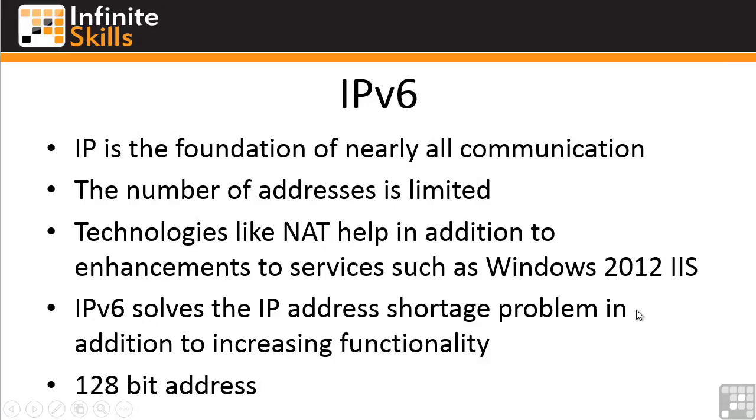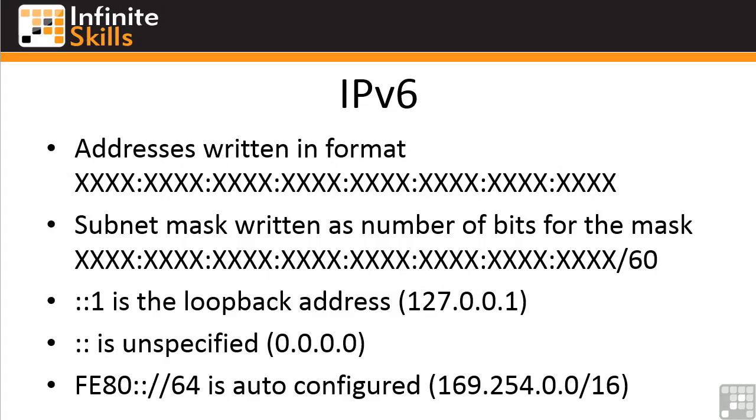Now when I'm thinking about a 128-bit address, I think, how do I write that? Addresses are now being written in this format. What this is showing you right here is it's 8 blocks of 16 bits, and each of those blocks is written as 4 hexadecimal characters. Now for the subnet mask, I'm not going to try and write FFFF. I just write the number of bits at the end that are actually used for the subnet mask. So this is saying the first 60 bits are used for the subnet mask.